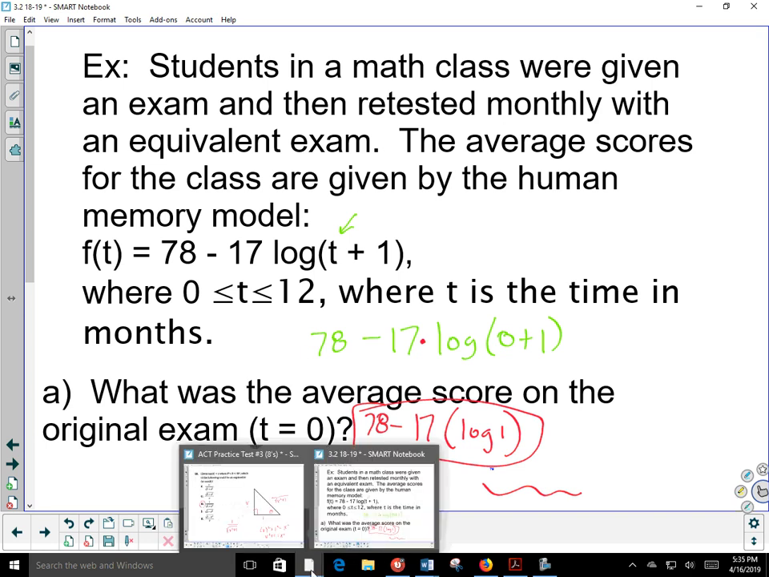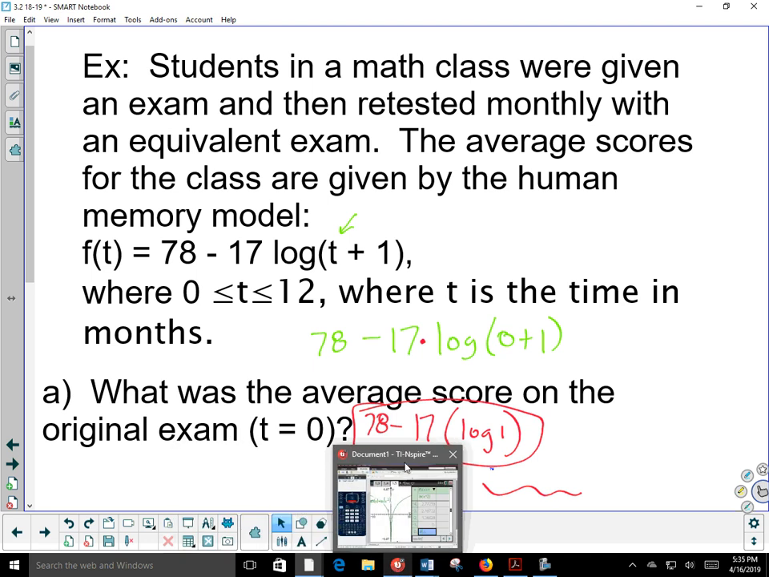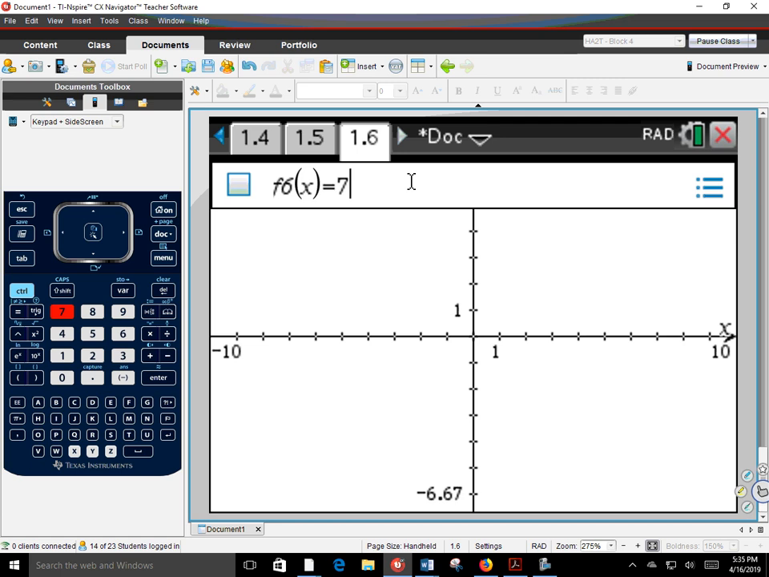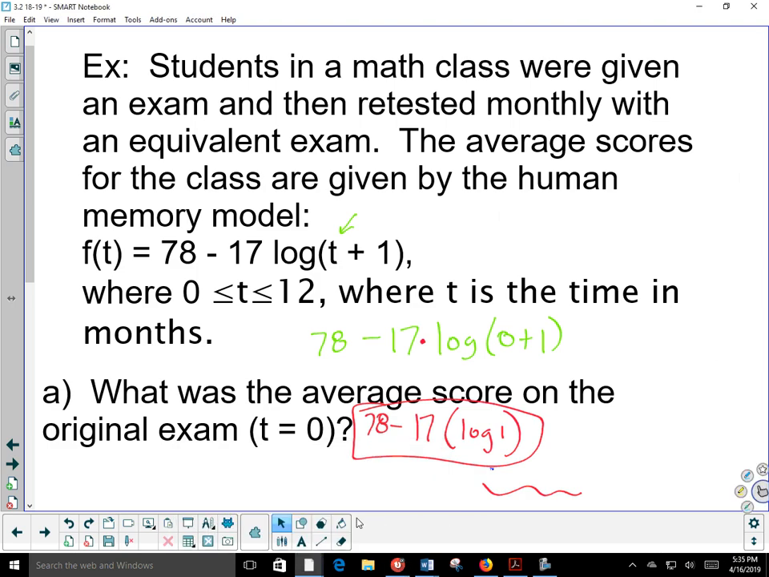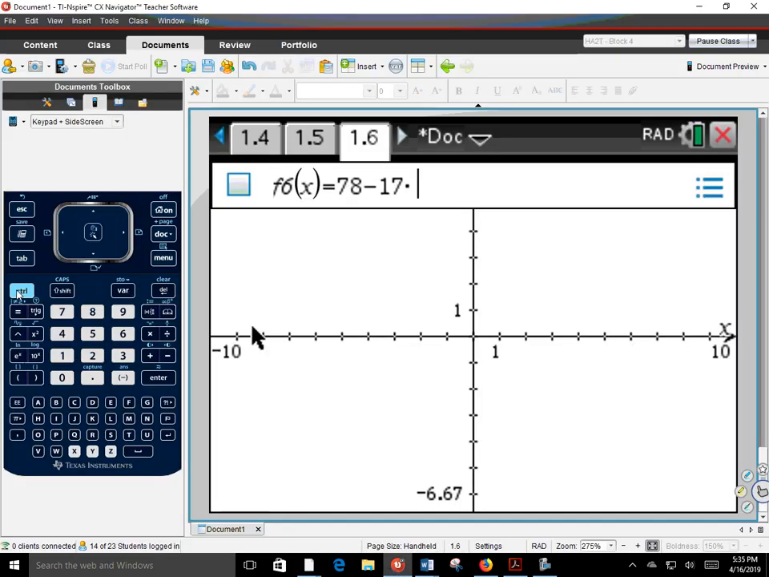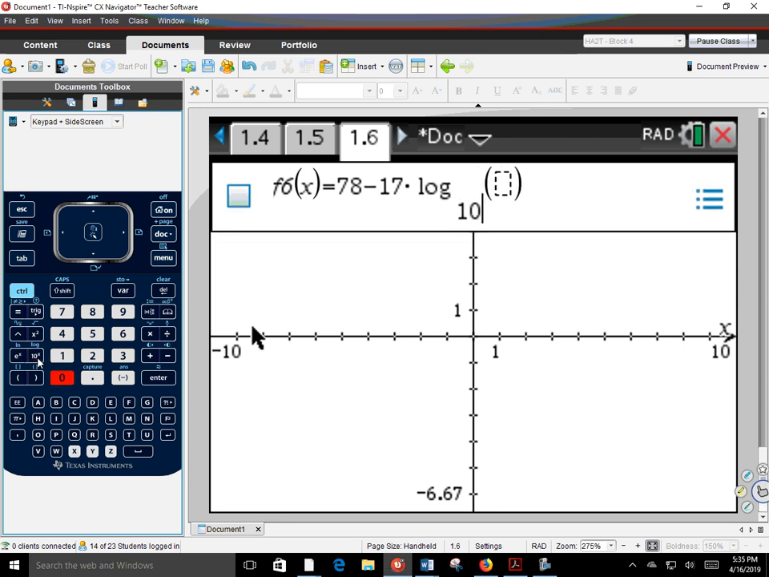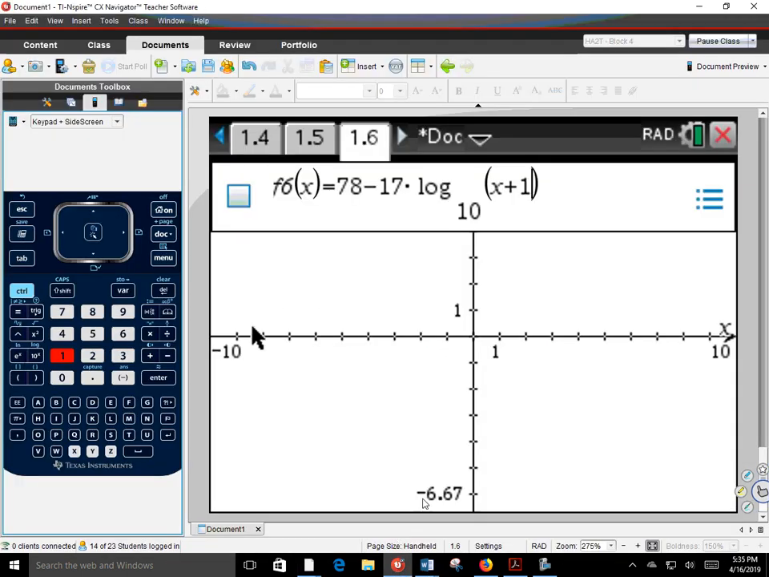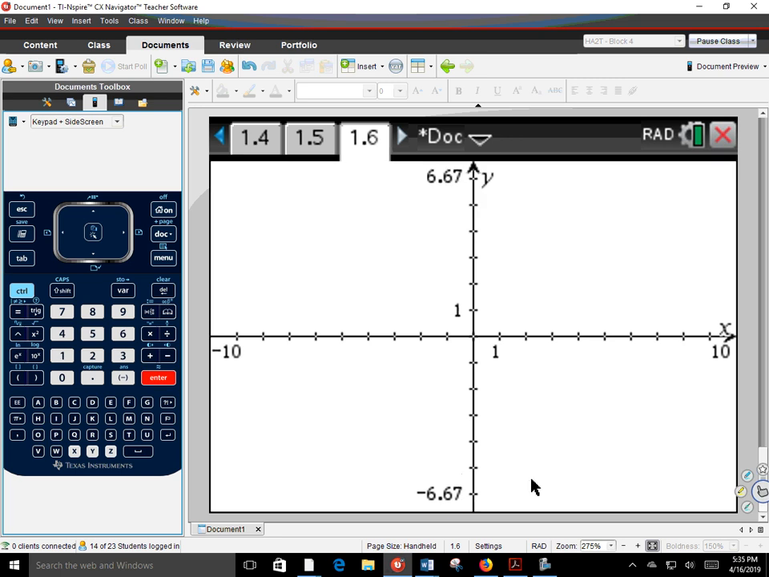Let's actually do this on our calculator, and for that matter, let's just graph this and go from there. So I want 78 minus 17 times log of, is this ln? No, it's actually common log, base 10. So I want log base 10 of x plus 1. And I'm not using t plus 1, of course. I'm using x plus 1. And so I push enter, and I'm not seeing anything.